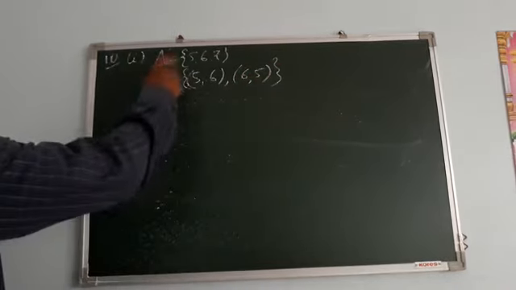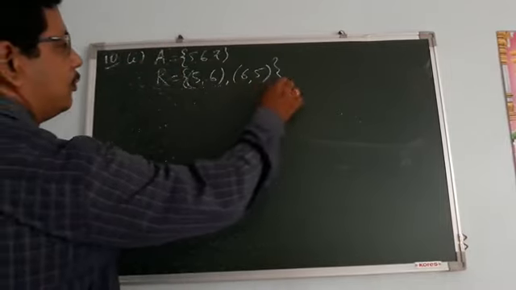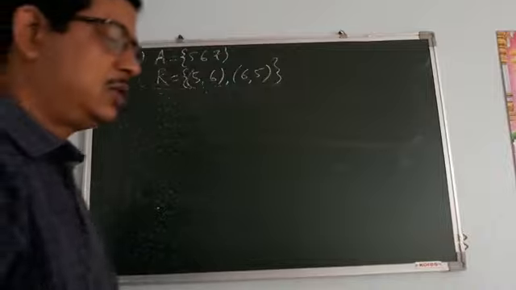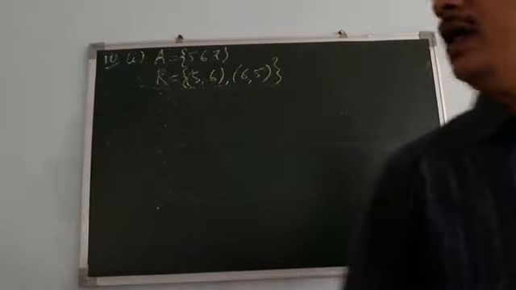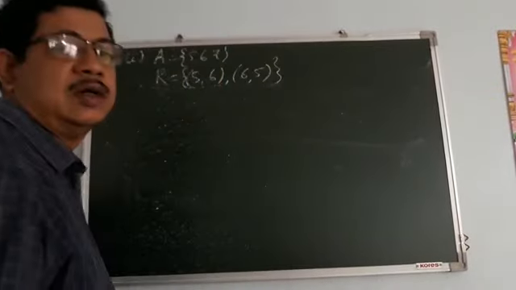See, if the set is {5, 6, 7}, R is what? The relation is (5, 6), (6, 5). Then R can be called as what? Only symmetric. Only symmetric we can say. And it is neither reflexive nor transitive.